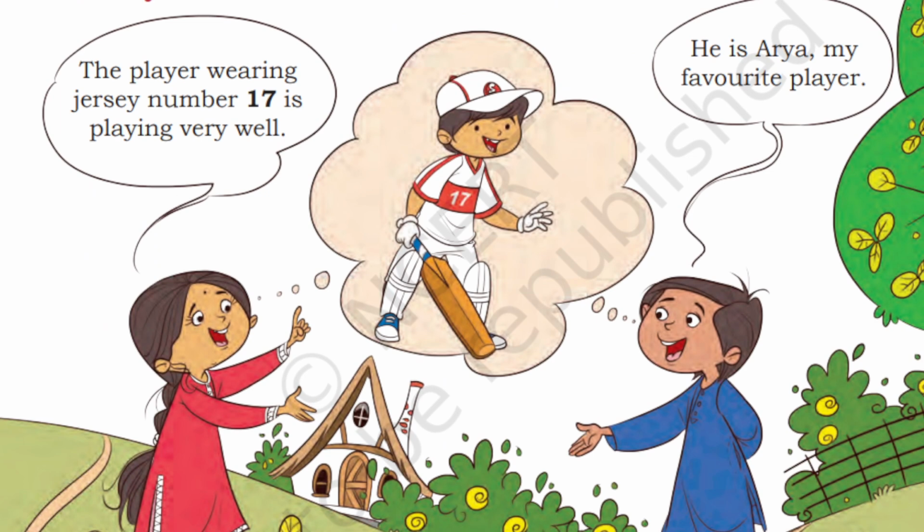The next one, jersey number 17. See this boy, he is wearing a jersey with the number 17. The player wearing jersey number 17 is playing very well. And this boy is saying he is Arya, my favorite player. On the jersey, they have not written the person's name, Arya. Instead of Arya, they have written the number 17. Okay.